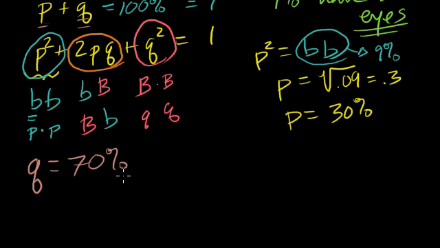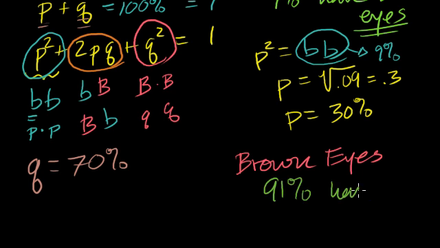So what percentage of my population are going to be, well, I'll do an easy one. What percentage of my population are going to have brown eyes? So if I just look at the phenotype, brown eyes, I don't even have to use any of the formulas for this one. I already told you 9% have blue eyes, so the rest must have brown eyes. So 91% have brown eyes.